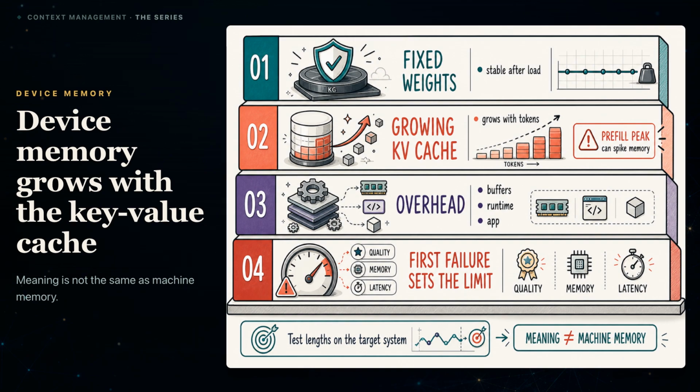The weights stay mostly fixed after loading, but the cache grows with the active context. The first pass over the prompt, called prefill, can also create a memory and latency spike. So smaller weights help, but they do not make long context free. Test real prompt lengths on the target system and stop before the first quality, memory, or latency failure. A tablet may accept a long manual and still respond too slowly to be useful.